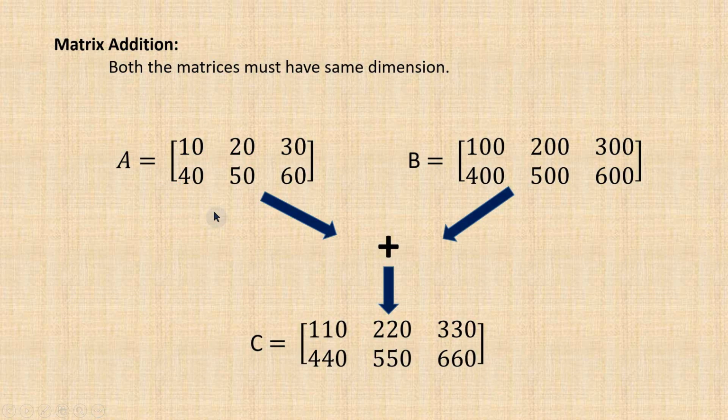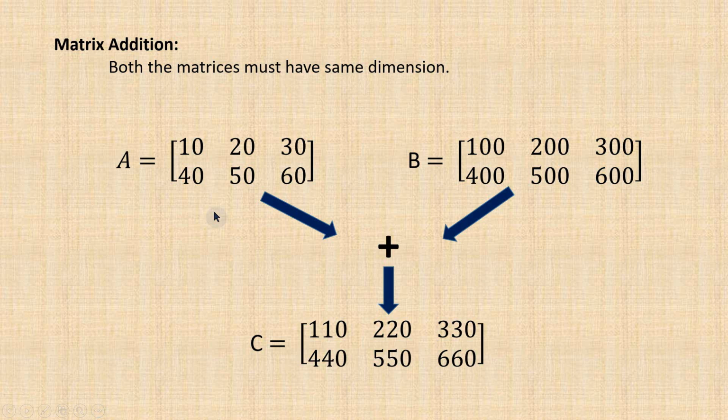Next, addition and subtraction of matrices. We can add or subtract two matrices if they have the same dimension. That is, both matrices must have the same number of rows and the same number of columns. Only then can we perform either addition or subtraction. Addition or subtraction is done on the corresponding numbers in the same positions.